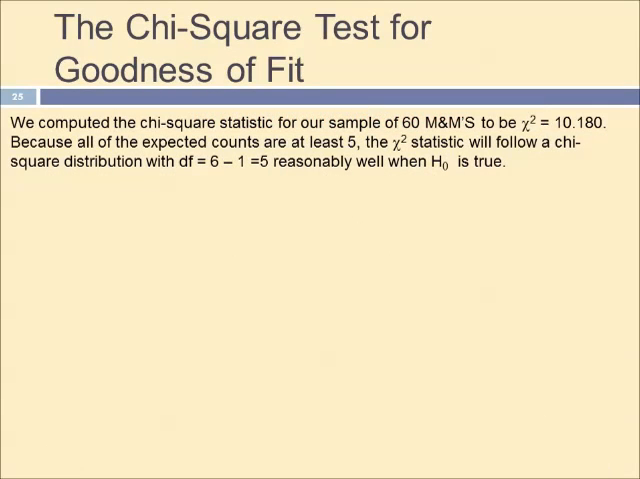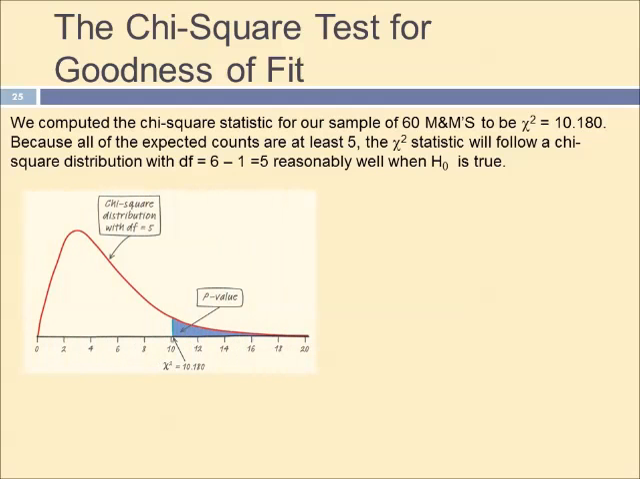So we computed the chi-square statistic for the sample of 60 M&Ms to be 10.18. Because all of the expected counts are at least 5, the chi-square statistic will follow a chi-square distribution with 5 degrees of freedom, and it will follow it reasonably well when the null hypothesis is true. So we're looking for the area to the right of chi-square equals 10.18. Once again, that's the p-value.